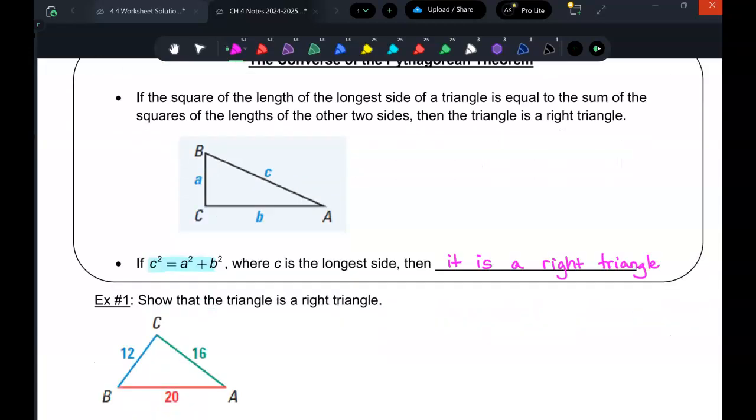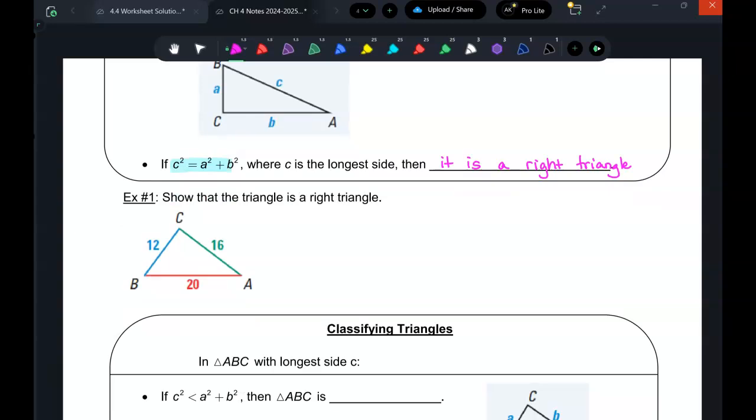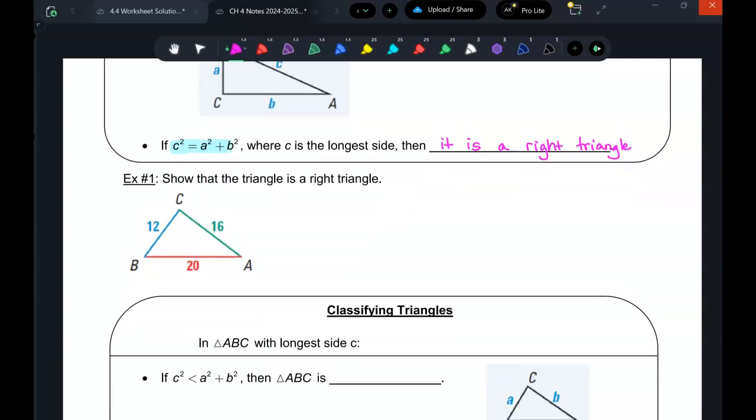Last time we said if we have a right triangle, then a squared plus b squared equals c squared, where c always has to be the longest side. Do you remember what we call that? Hypotenuse. We actually did stuff like this in the previous lesson, so it's a continuation of the same thing.